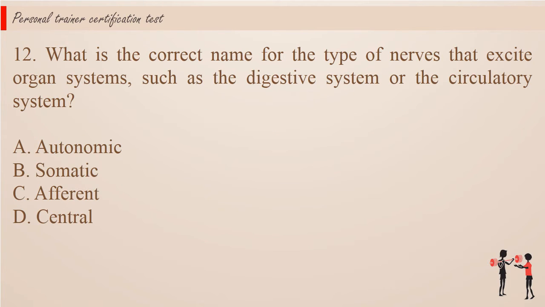Question 12. What is the correct name for the type of nerves that excite organ systems, such as the digestive system or the circulatory system? A. Autonomic. B. Somatic. C. Afferent. D. Central.